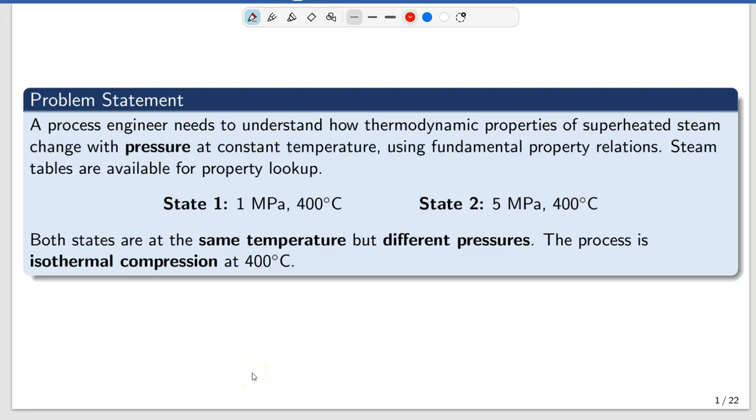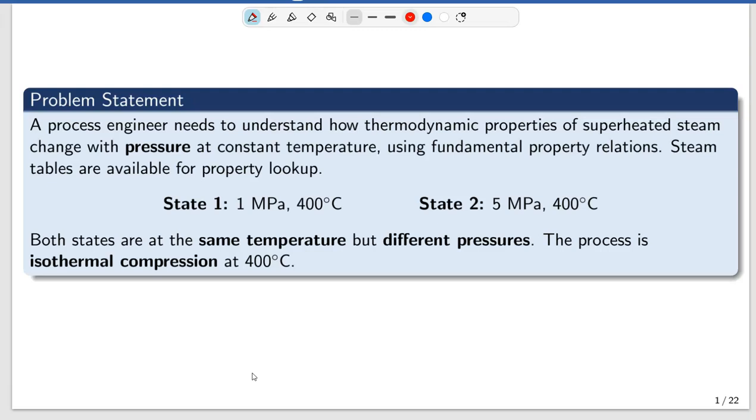Today we are going to solve a thermodynamic problem on steam. We have steam at 400 degrees centigrade. We compress it from 1 megapascal to 5 megapascal. The temperature stays the same, only the pressure changes.